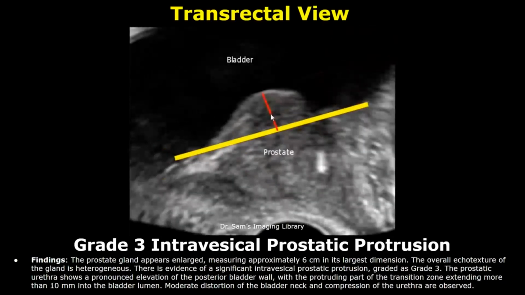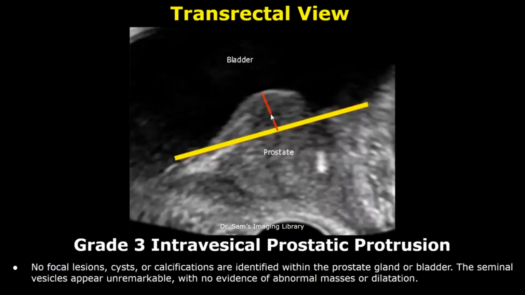These are the findings for Grade 3 IPP. The prostatic urethra shows a pronounced elevation of the posterior bladder wall, with the protruding part of the transition zone extending more than 10 millimeters into the bladder lumen. Moderate distortion of the bladder neck and compression of the urethra are observed.